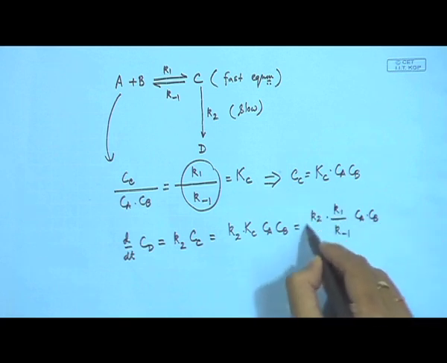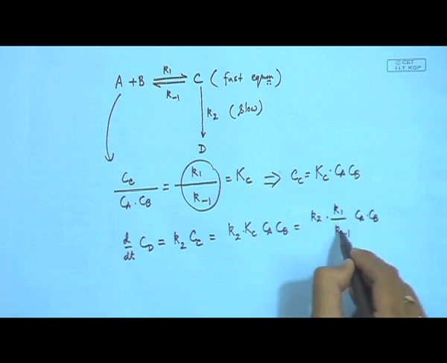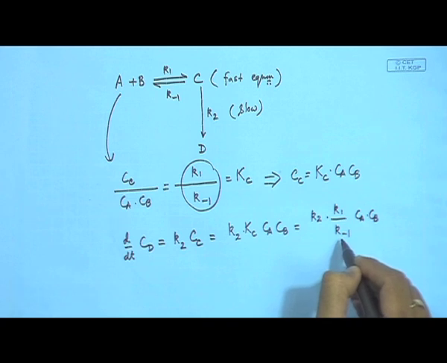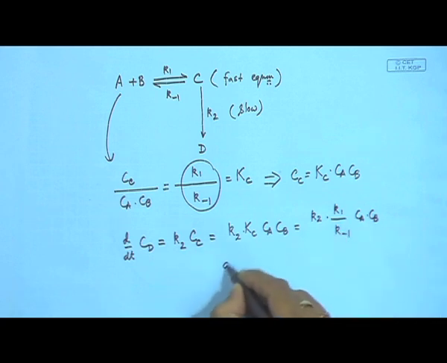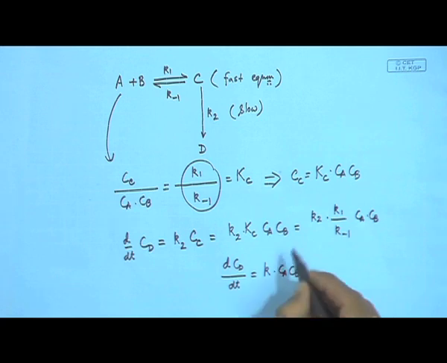So, these three are rate constants at a given temperature. As long as the temperature is fixed, these three rate constants do not change. Therefore, d[D]/dt is equal to an overall constant K into [A][B]. So, although it is a fast equilibrium, the overall rate will depend on the concentration of A and the concentration of B.